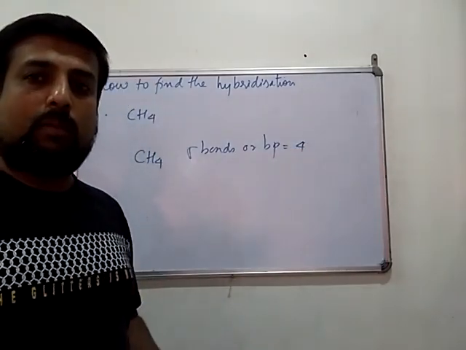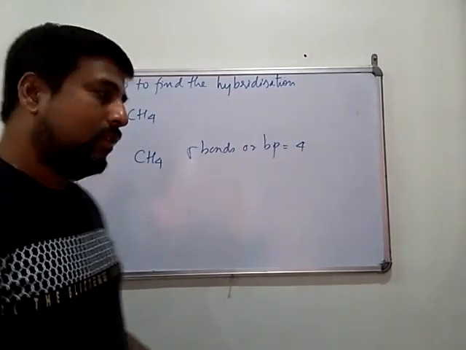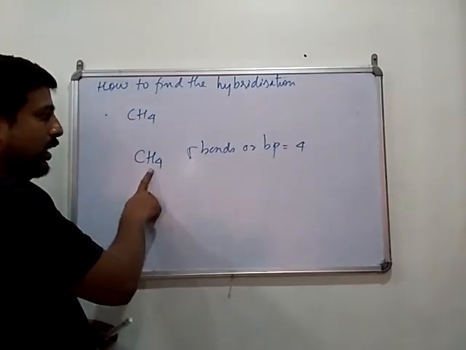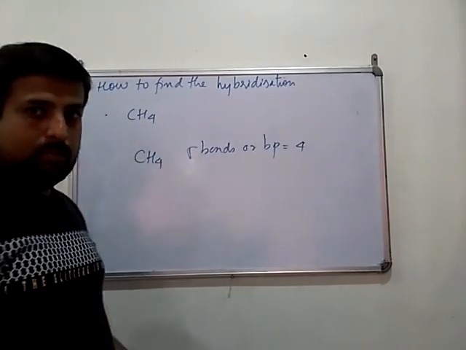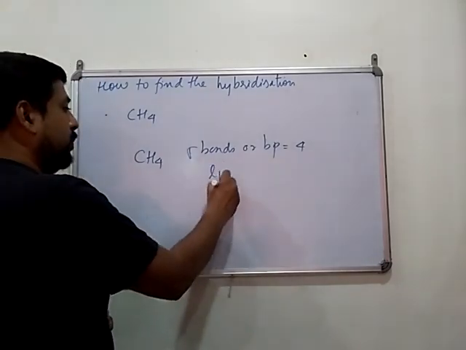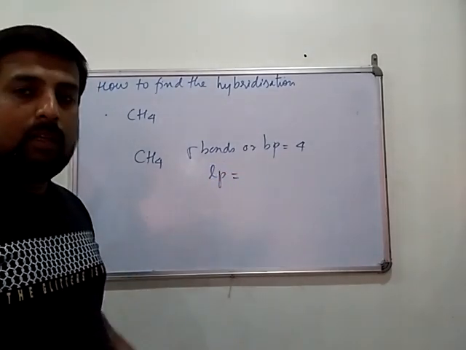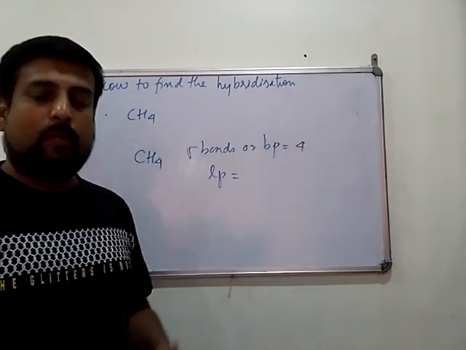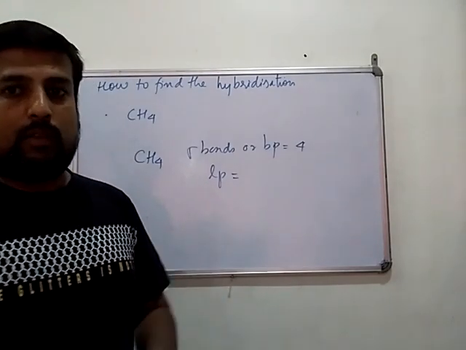You have to just count the number of atoms connected with the center. So the center has 4 atoms connected with it. So the number of bond pairs or sigma bonds is just 4. Now we have to find the lone pairs of electrons present on the central atom.